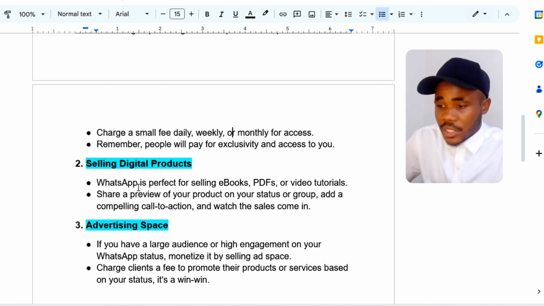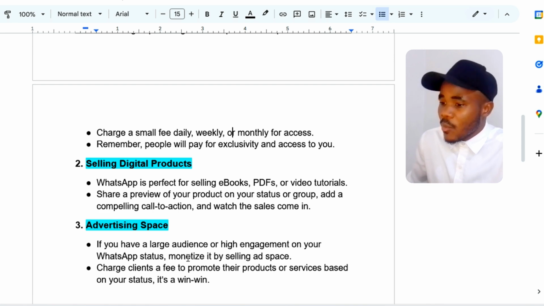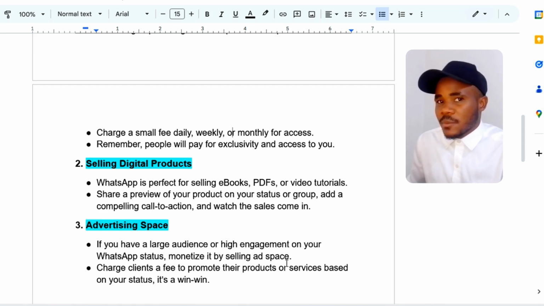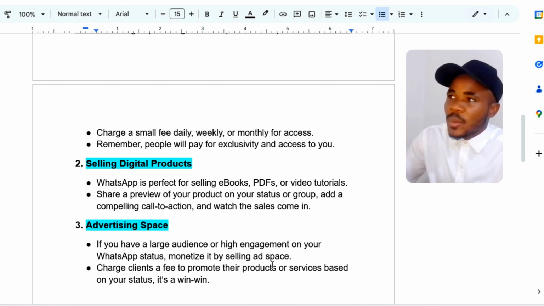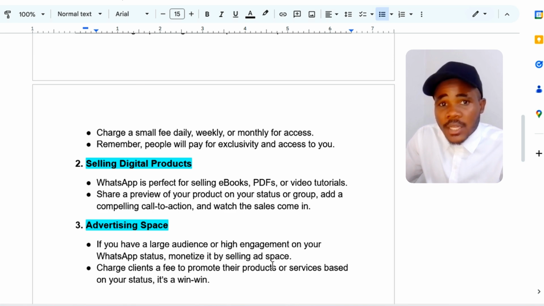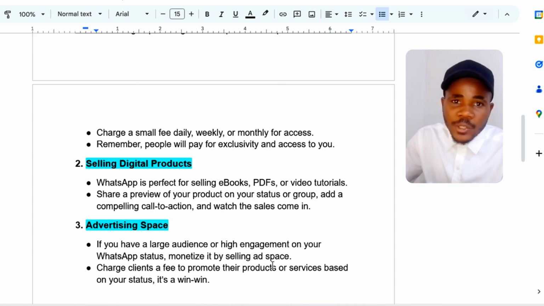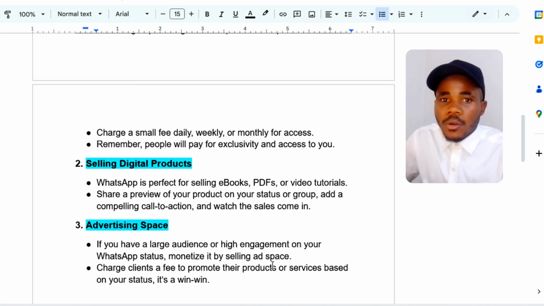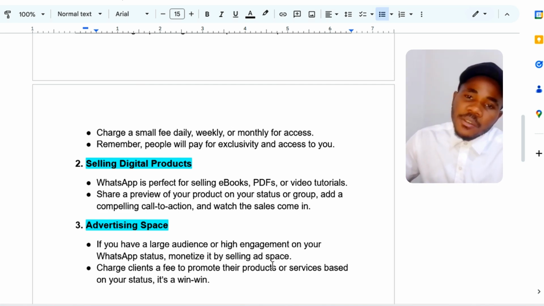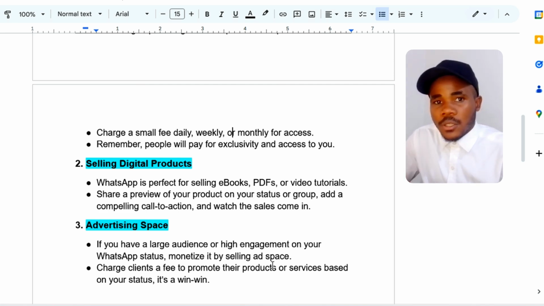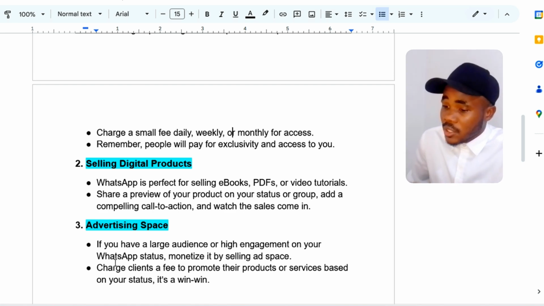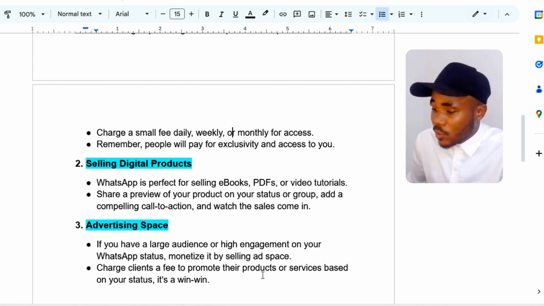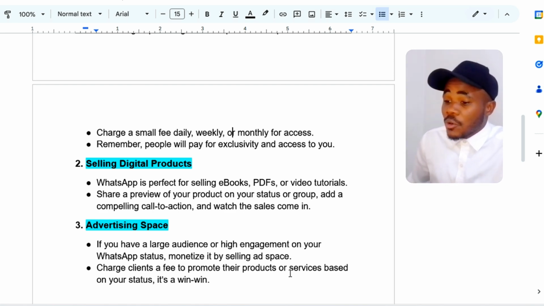And the third proven strategy is advertising space. If you have a large audience or high engagement on your WhatsApp status, monetize it by selling ad space. This is why you can go to people who have products and say, okay, I have high engagement on my status, my WhatsApp status, or in my WhatsApp group. So give me your product, I'll advertise it for you to this my audience, then you give me a fee. So here you're simply charging clients a fee to promote their products or services based on your status.